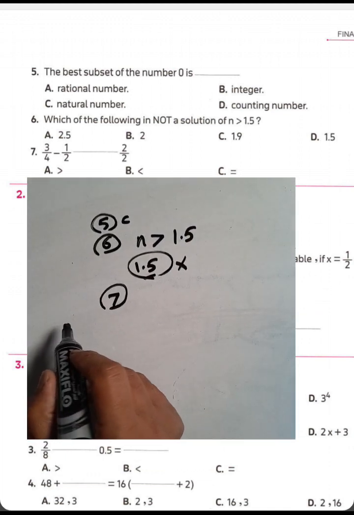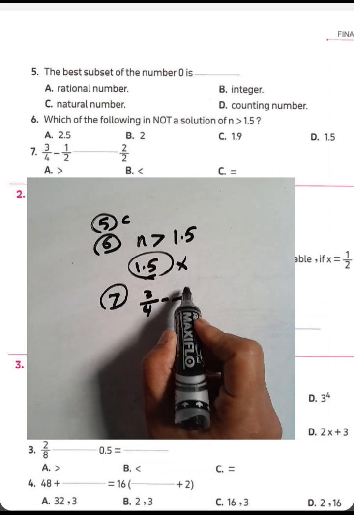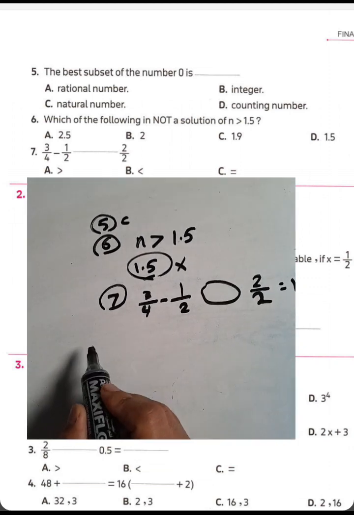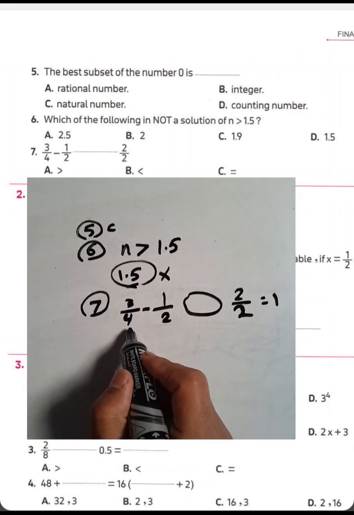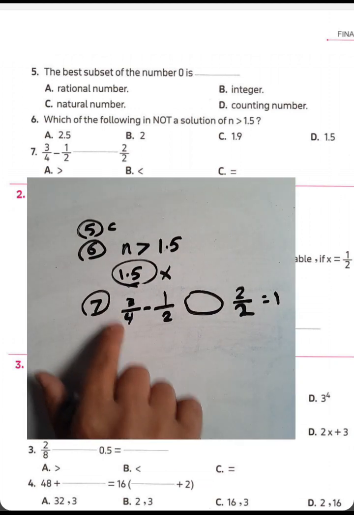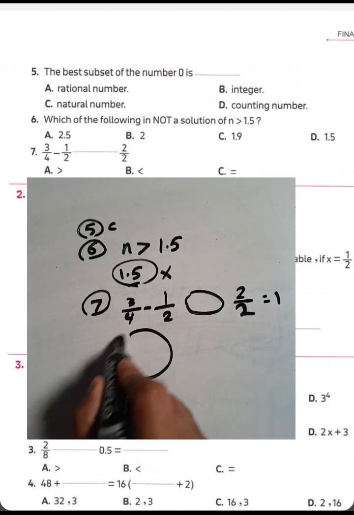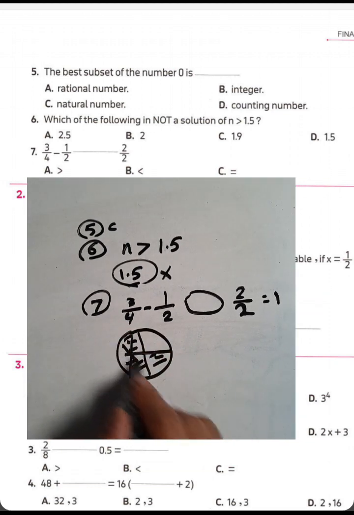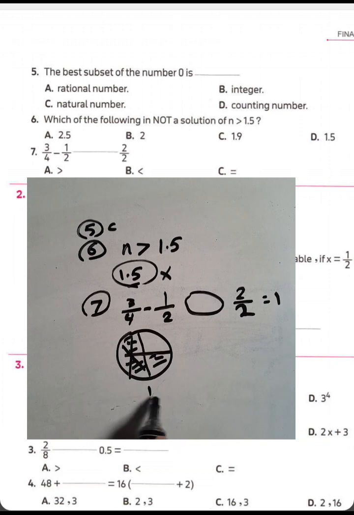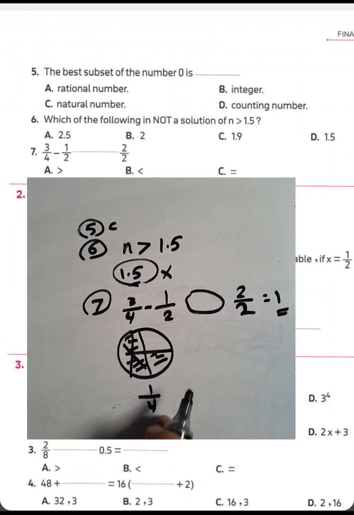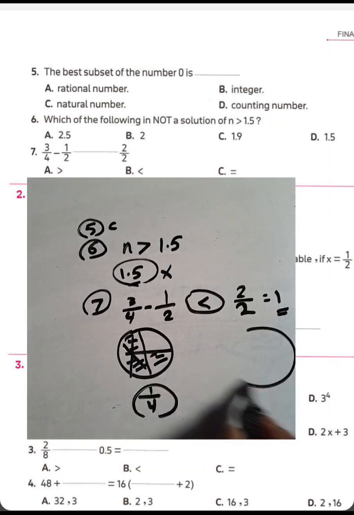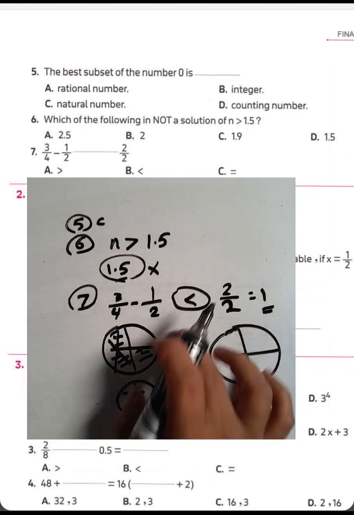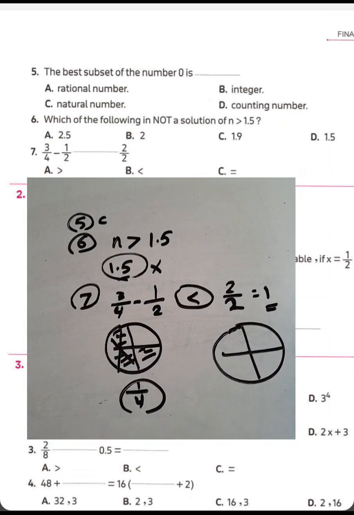Next question number 7. 3 over 4 subtract 1 over 2, or 2 over 2. We know 2 over 2 is 1, the whole number. And 3 over 4 subtract 1 over 2 means 3/4 and half. If we have 3/4 here, 1, 2, 3, and we cancel half, then the result from the whole one will be 1 over 4. Then 1 is greater than this fraction, so you must choose the sign less than, then the result will be less than 1.